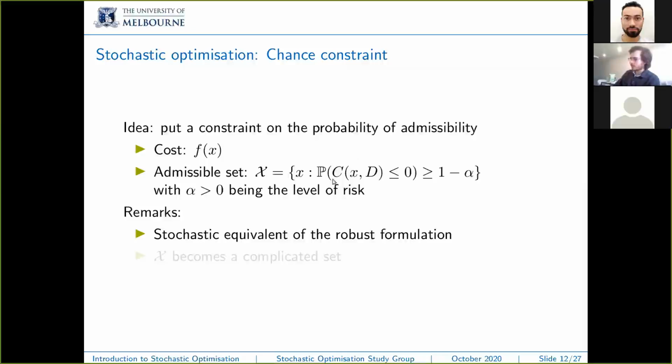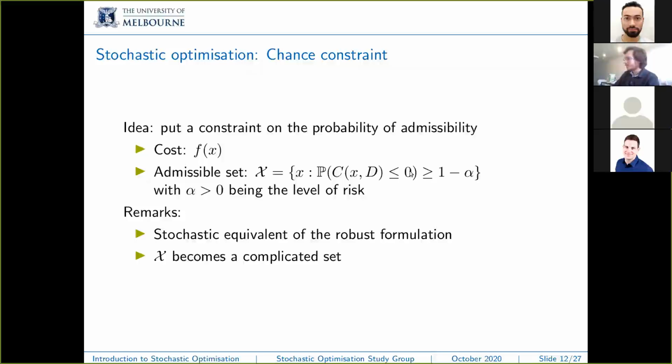So this constraint is softer in the sense that you trade safety for efficiency. The main inconvenience in this formulation is that the set that you get here is usually complex. You still have some kind of inequality constraint, but if you consider this probability as a function of x, even if you have a convex set and a convex function here, in the end you don't have anything convex and you don't have anything simple. So you have to be careful in the way you deal with it.